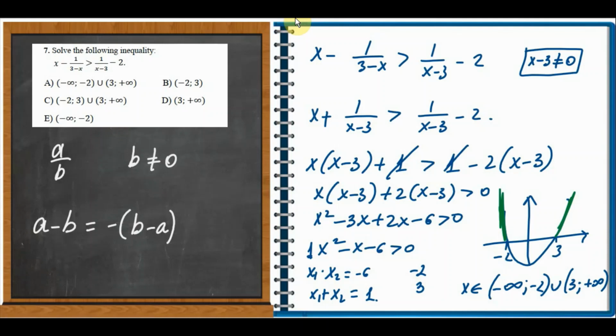We had an inequality like this. Yes, strict inequality, and also don't forget that x is not equal to 3. So, in our answer, 3 is not included, so we can take it without any problems. The correct answer is A.